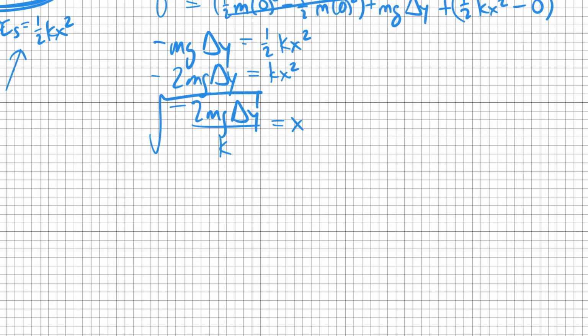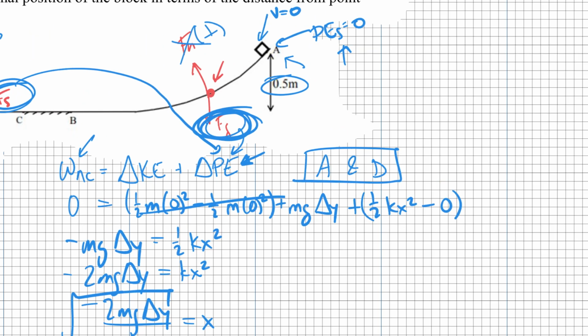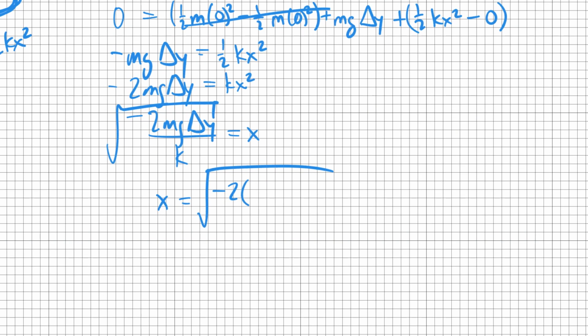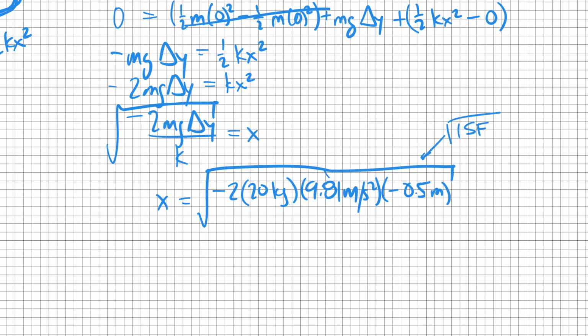Okay, so I'm going to go ahead and plug numbers in there. x equals the square root of negative 2. What was the mass? Mass is here, k is here, 20 and 50. 20 kilograms. Ooh, mg. You say yourself 20, 50, and then you just start writing 9.81 meters per second squared. Delta y in this case is negative 0.5. Oh no, that's 1 sig fig. That's horrible. Anyway, I guess we'll deal with that.